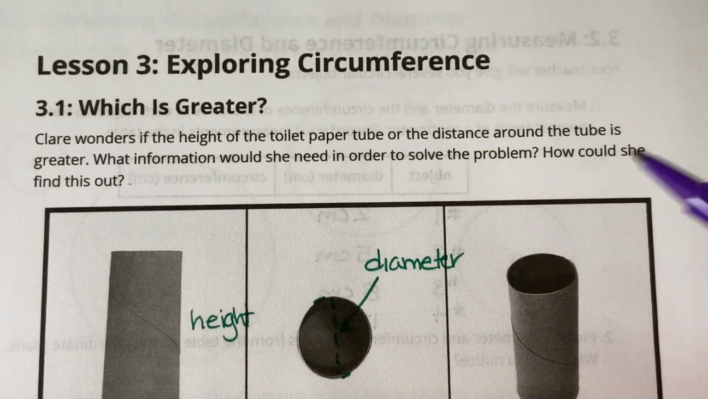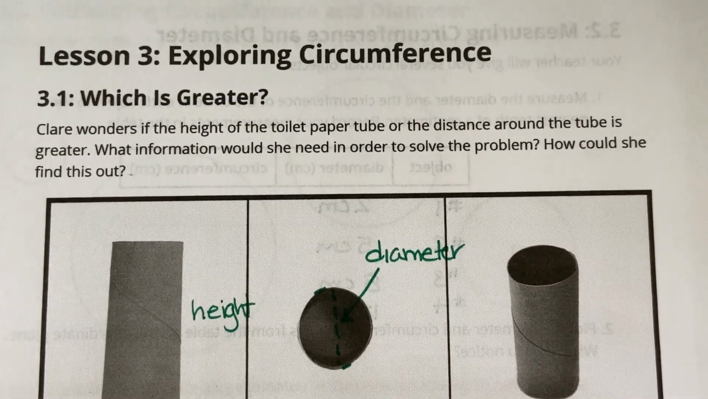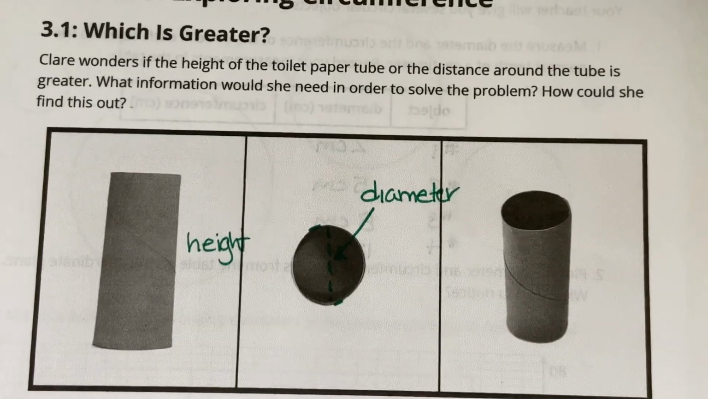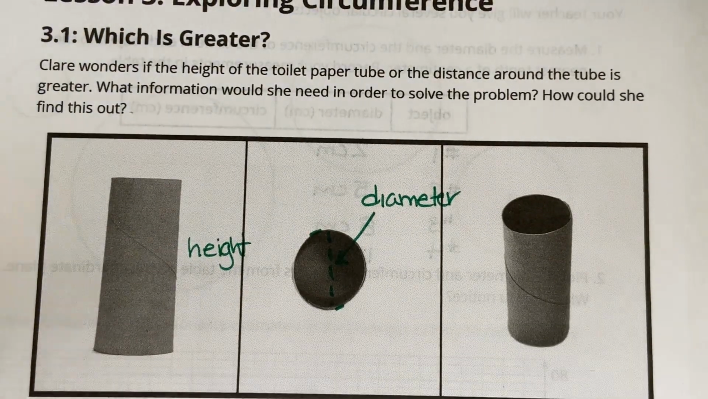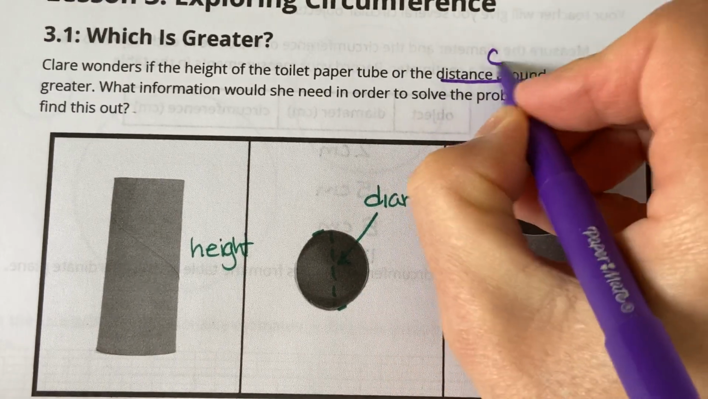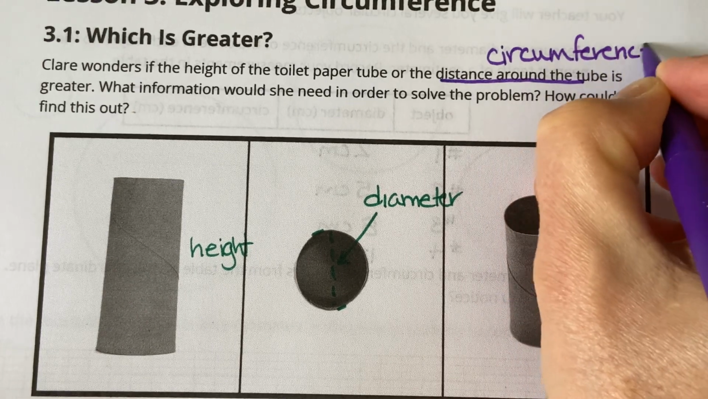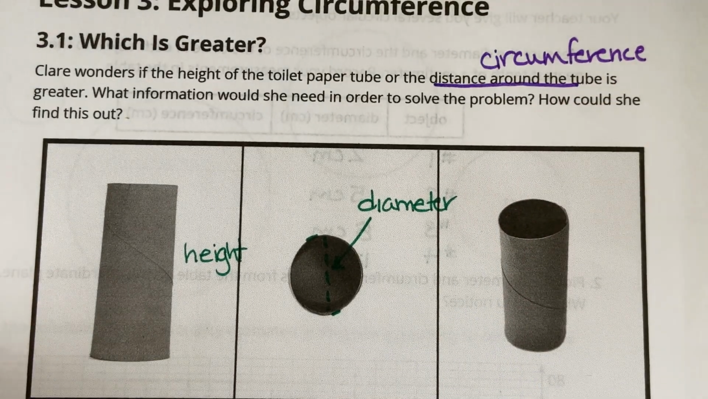So today we're going to be talking about circumference of circles, okay? The first question here is what do you wonder, what do you think you need to solve this problem? It's a toilet paper tube. What information do you need to know what is greater, the distance around the tube, which is the circumference, or do you think the height of the tube is different?